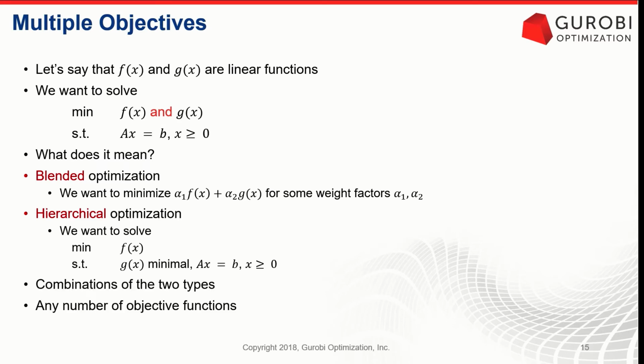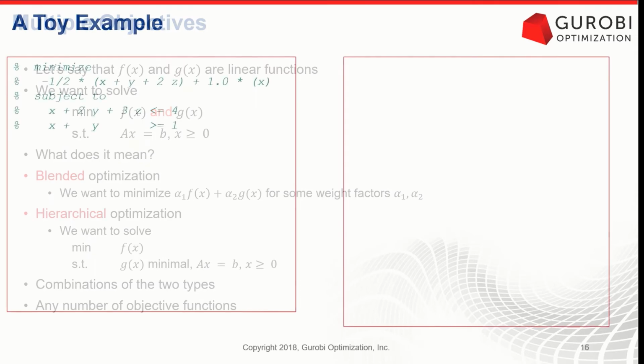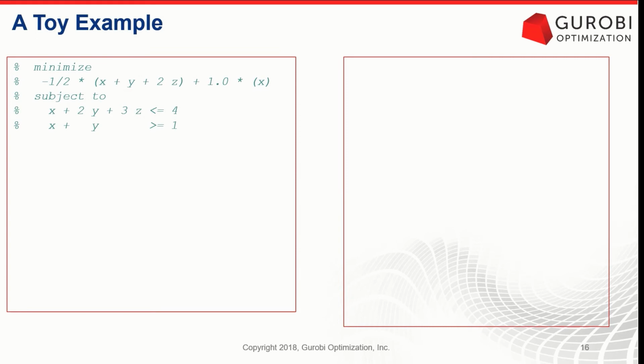And of course, you can combine hierarchical and blended optimization. And in the Gurobi interface, you can specify, in fact, any number of objective functions. We will go through two simple examples showing each of the two approaches to multiple objective optimization. We start with blended optimization.